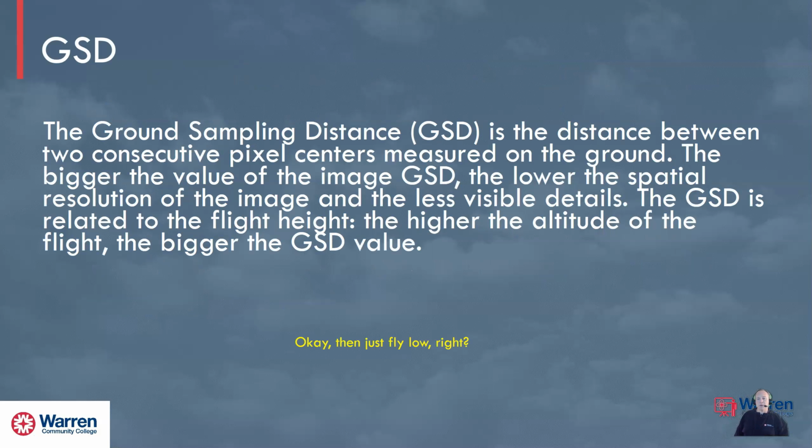So again, directly from the PIX4D website, they would say the ground sampling distance is the distance between 2 consecutive pixel centers measured on the ground. All right, so you have 2 pixels, and what's the distance between the 2 centers of those pixels? The bigger the value of the image ground sampling distance, the lower the spatial resolution of the image and the less visible the details. The GSD is related to the flight height. The higher the altitude of the flight, the bigger the ground sampling distance value.